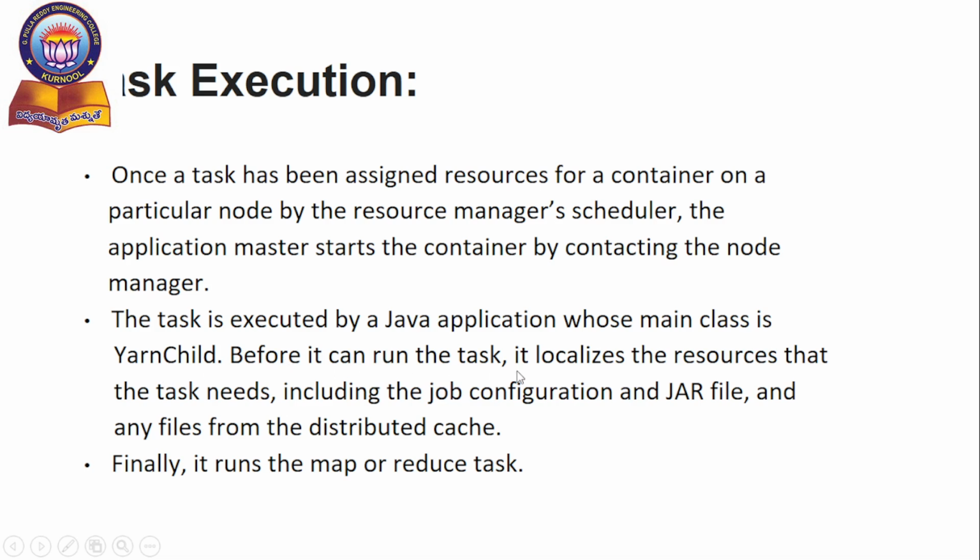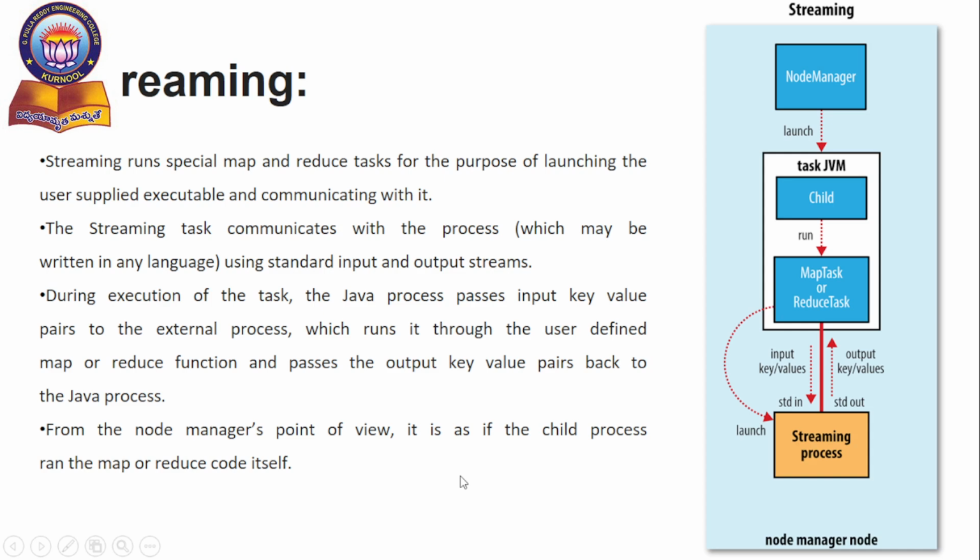Before it can run the task, it localizes the resources that the task needs, including the job configuration, jar file, and any files in the distributed cache. Once all the resources are available, then it runs the map or reduce task based on the phase.